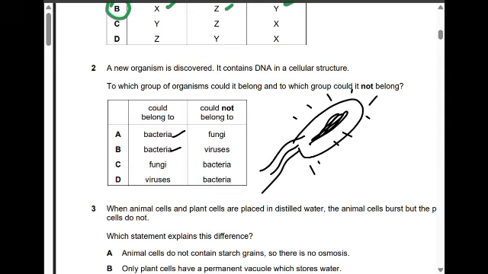So A and B are the options we have, and then viruses do not all contain DNA. Most of them contain RNA, so B is the correct option, and fungi do have DNA in them, so option B is correct. So let's move on to the third question.